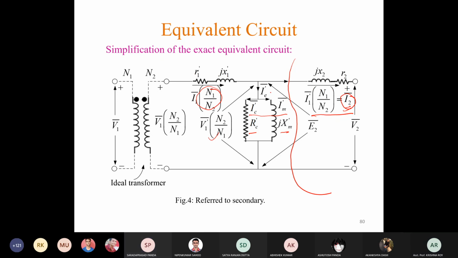Excuse me, sir. Yes. Sir, why do we transfer RC dash and XM to the secondary side? It should remain in primary side, because after core loss and magnetizing branch, the voltage from primary will be transferred to secondary, and after that there is the secondary load. Okay, I got your point. Anyone else having this same doubt or same question?